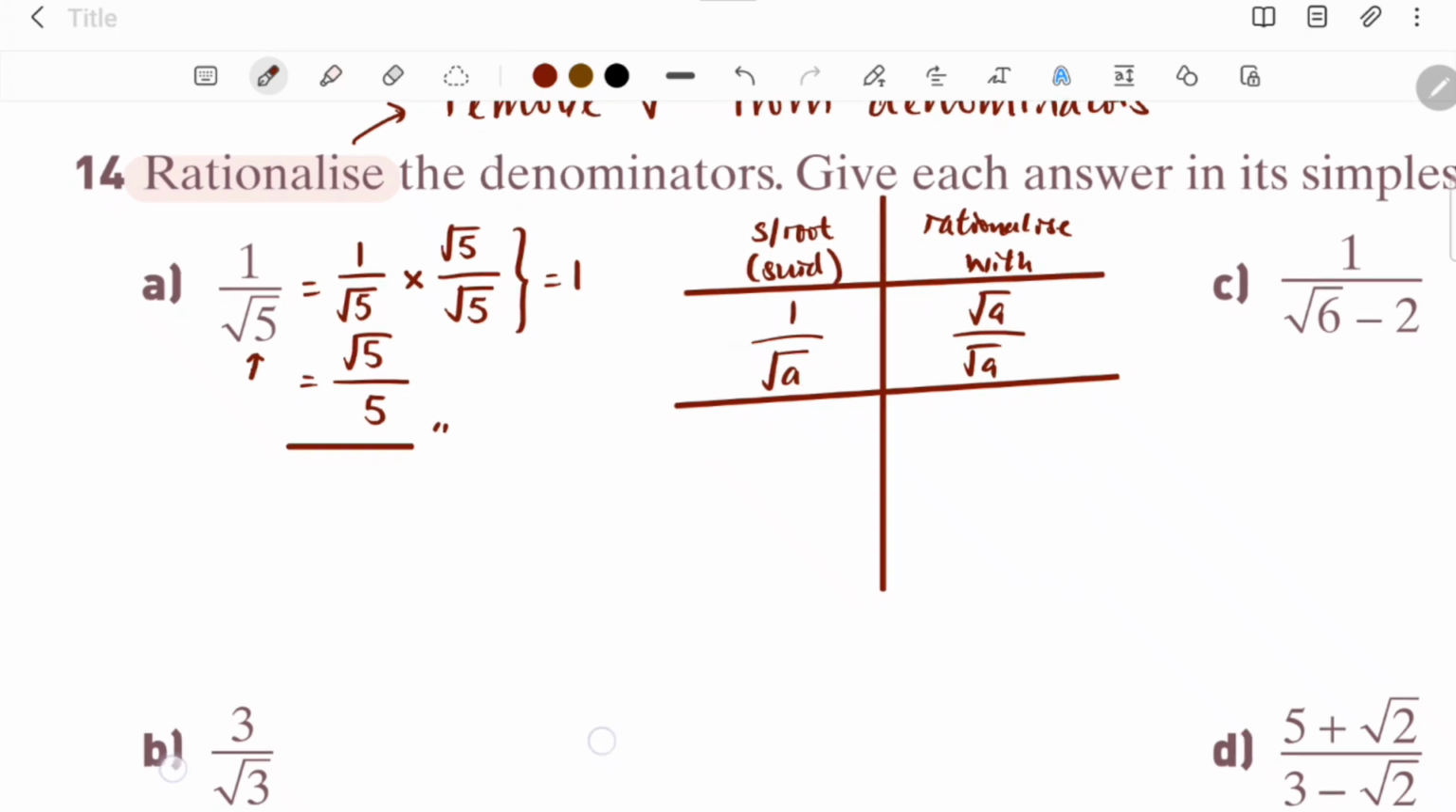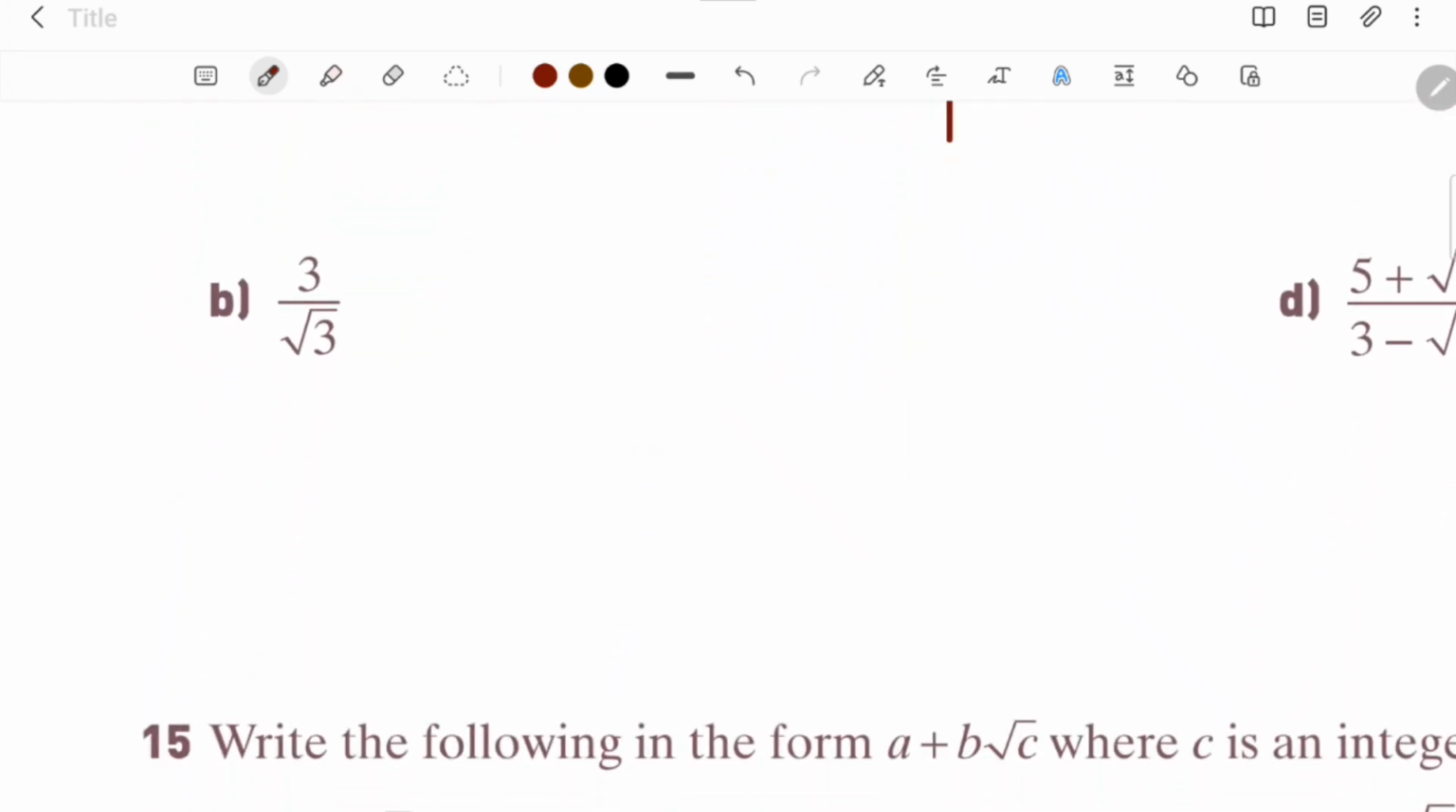Okay, let's look at B. This one, it's still here, so we multiply it with surd 3 over surd 3. Okay, 3 times surd 3, you get 3 surd 3 over, this one you should get 3. 3 can be divided by 3, so the answer should be surd 3.